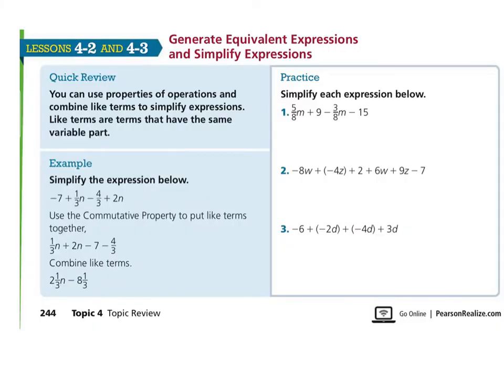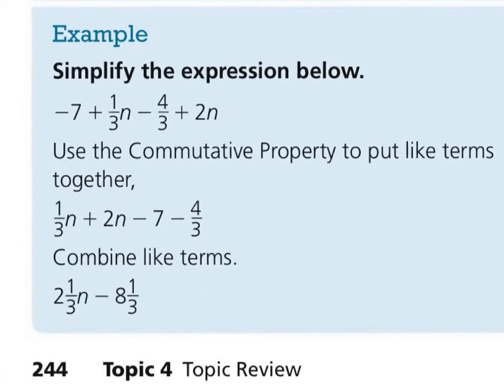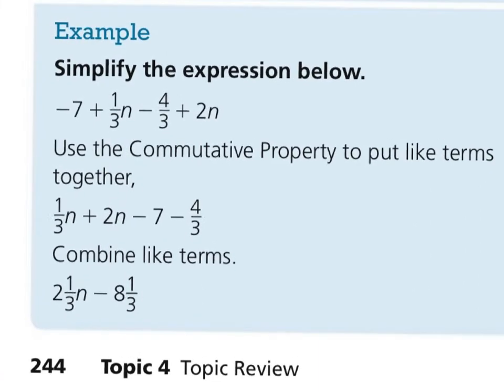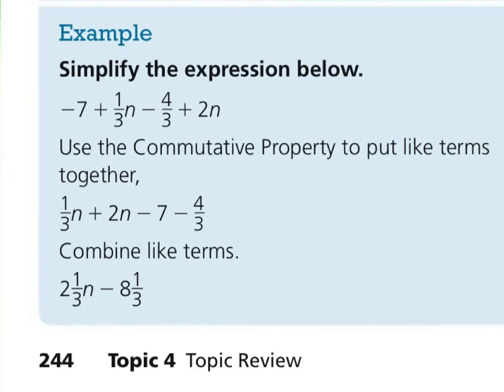Lessons 2 and 3, they combine together here. This is on generating equivalent expressions and simplifying expressions. So over on the side here, they talked about simplifying expressions. Basically what we're doing is we're looking for like terms that we can combine together. So on the example, the book used the commutative property. Remember, commutative changed the order. They just rearranged these numbers so that they got like terms next to each other. Just makes it easier to combine them maybe.